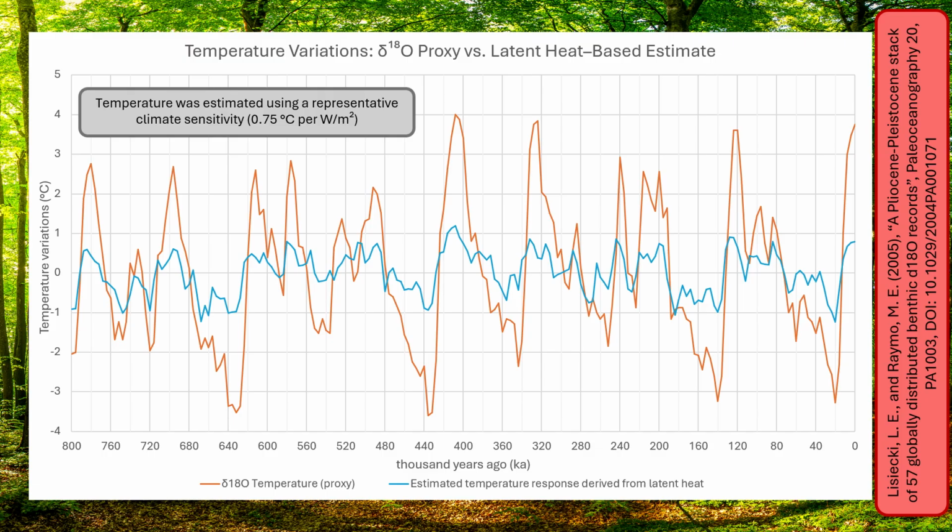The magnitude of the latent heat variations appears smaller than the full amplitude of glacial-interglacial temperature changes, but it still represents a substantial portion of the total variability. This suggests that latent heat alone cannot explain the entire temperature signal. However, the analysis highlights an important point.